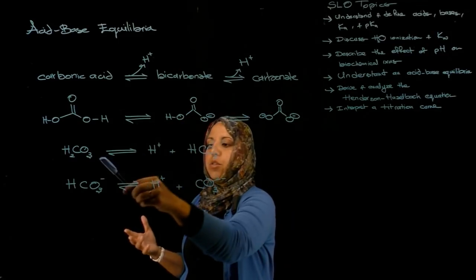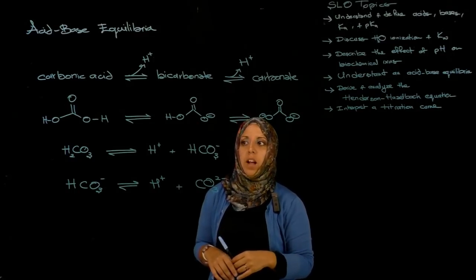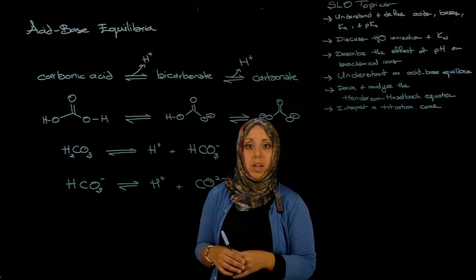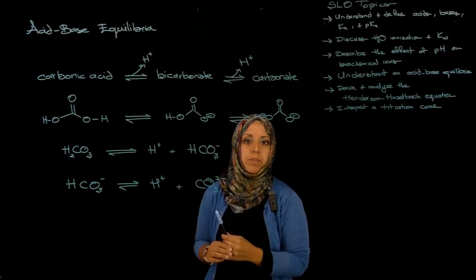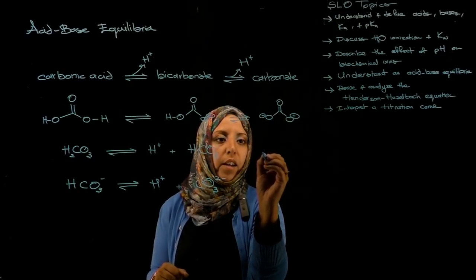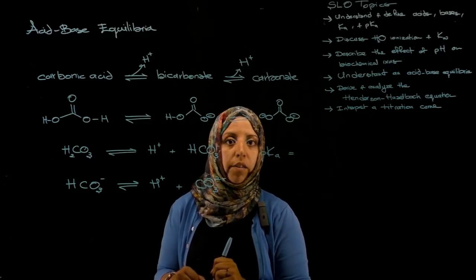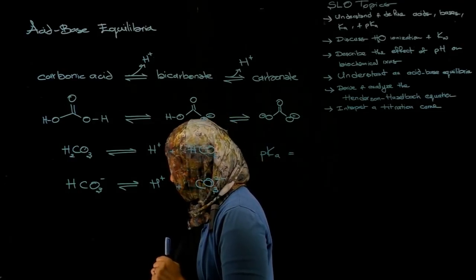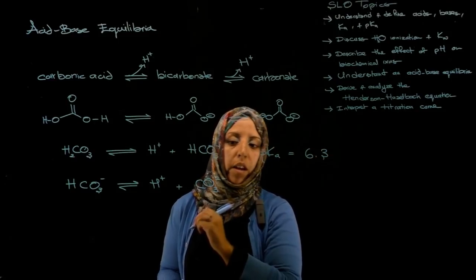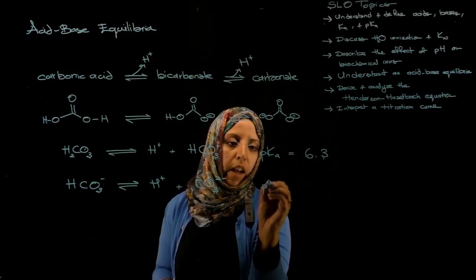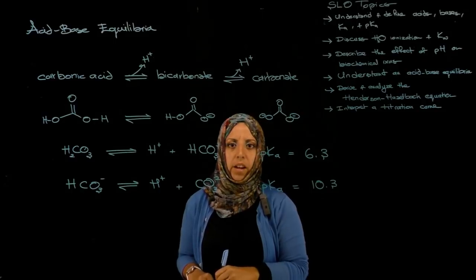Each of the two has its own acid dissociation constant, or its own pKa value. Based on what you know, which one would you expect to be the most acidic proton? The very first proton or the second proton? Correct, the first proton. And in fact, it has a pKa value of 6.3. Bicarbonate, on the other hand, has a pKa value of about 10.3, roughly.